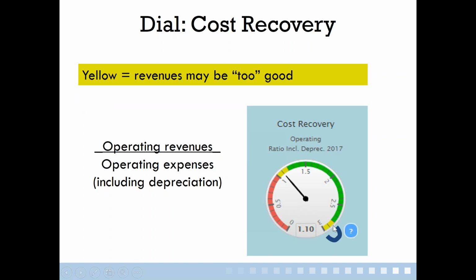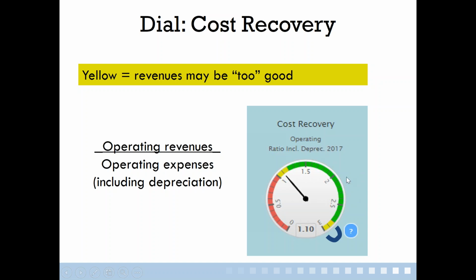We also include this extra little yellow sliver here from 2.8 to 3, just to have a warning of, well, is it too good? That could either mean, if this is actually the case, that maybe there could be affordability concerns in your community, but also maybe there's something else that's going on there.